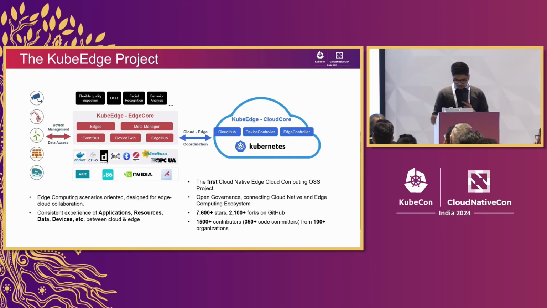And we have had great response from the community. At GitHub, we have more than 7,000 stars and more than 2,000 forks. And then we have more than 1,500 contributors from different organizations and a few student contributors also, like me.